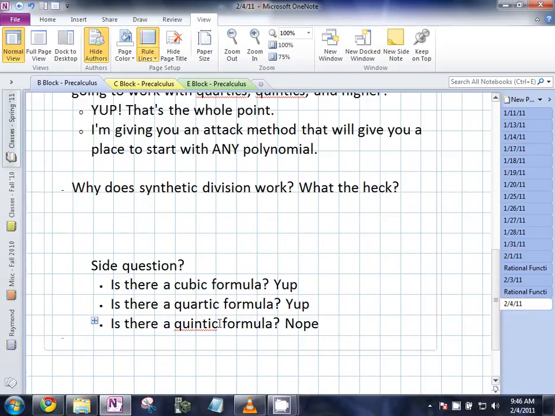There is a cubic formula. You plug in A, B, C, and D, and you get out the three answers. Two of them could be imaginary. There's different kinds of sets of answers. Quartic, yeah, same thing. A, B, C, D, and E. Quintic, you would think you could just arbitrarily do it, right?